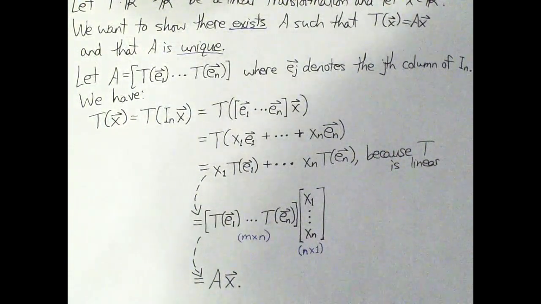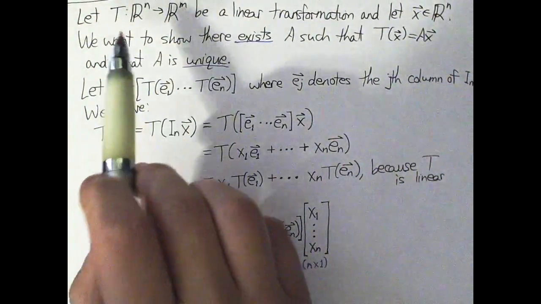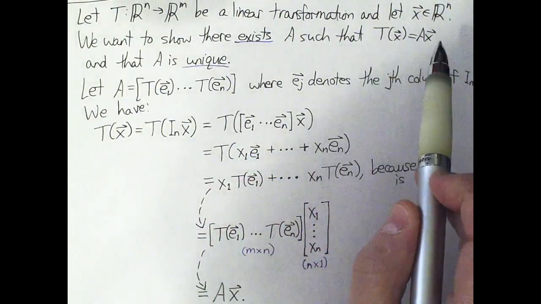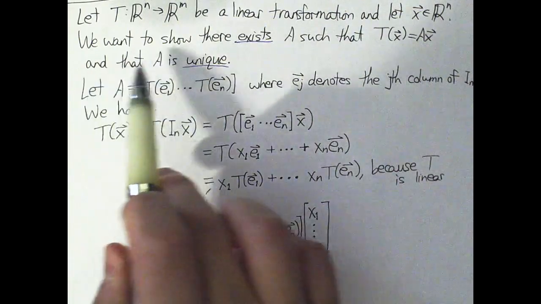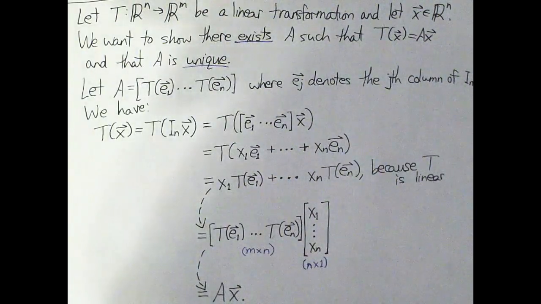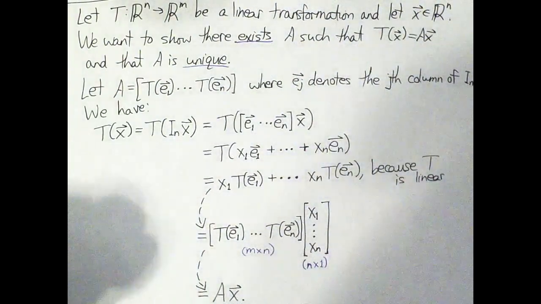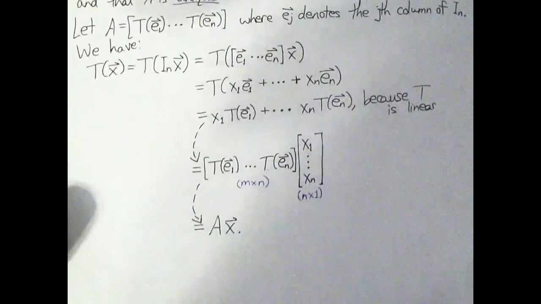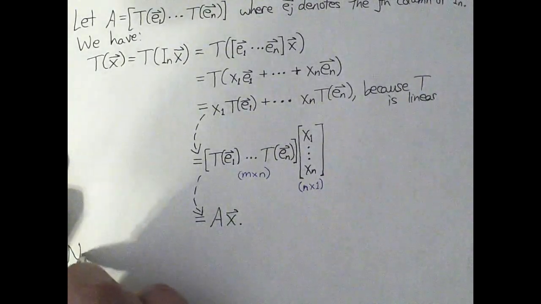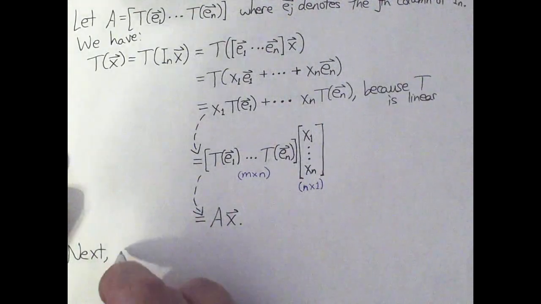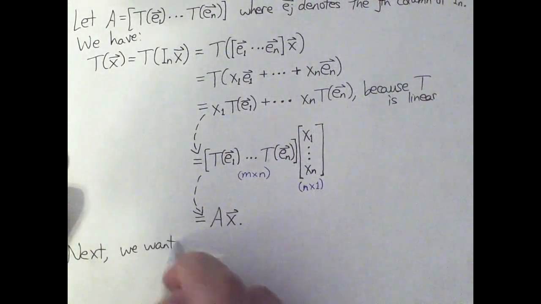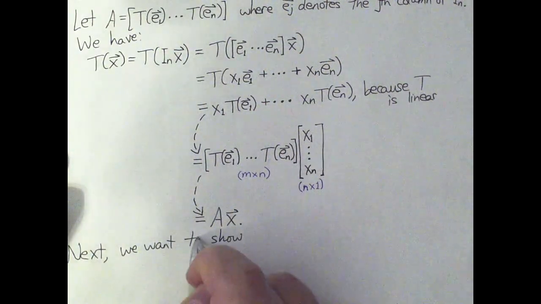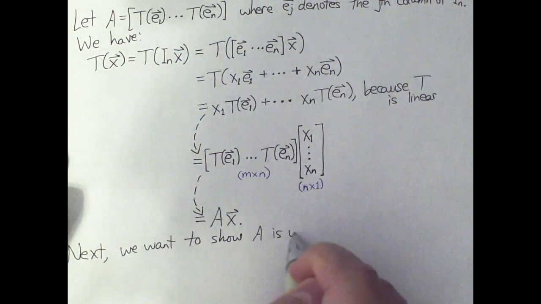We're not done with the proof, though, are we? Here we want to show there exists A such that T of X equals AX. We did that part. We still need to show that A is unique. Let's see. Should we do that now, or should I leave that for you? Maybe I should leave that for you as an exercise. If I were continuing to write this proof, I might say something like, next, we want to show A is unique.